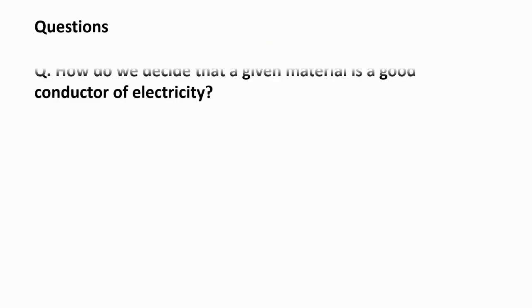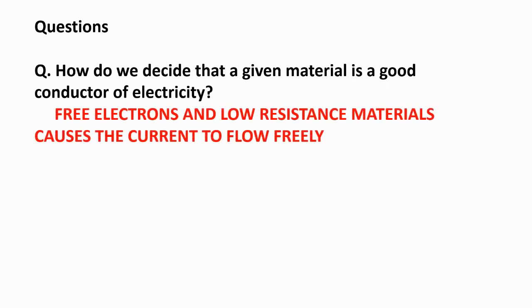I have a few questions which will help us understand how much we have understood about the topic. The first question is, how do we decide that a given material is a good conductor of electricity? We can say that the given material is a good conductor of electricity when it has free electrons and low resistance. And due to these two factors, the current can flow through it freely, that is smoothly.